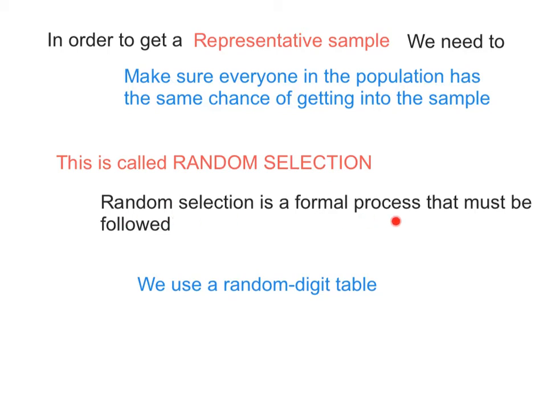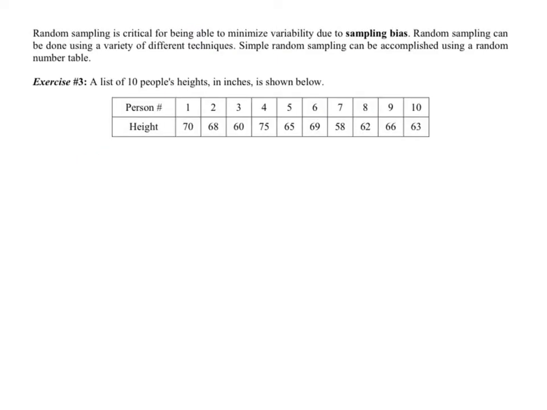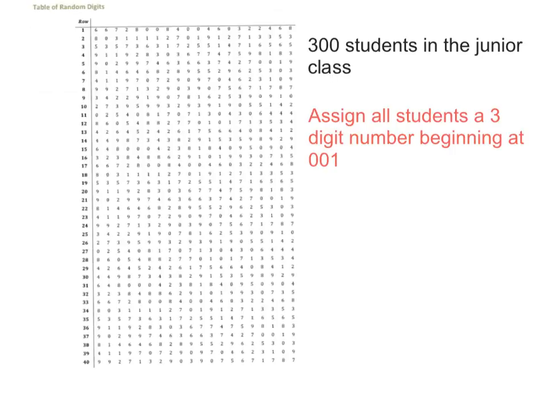And random selection is a formal process that must be followed. To do that, we're going to use something called a random digit table. Please do not copy this down. This is considered a table of random digits. Again, please do not copy this down. We will give you a line of it to use in class. But here's how it works.